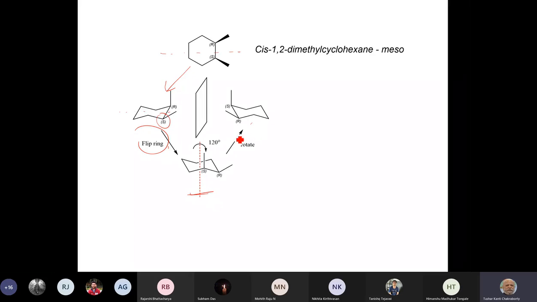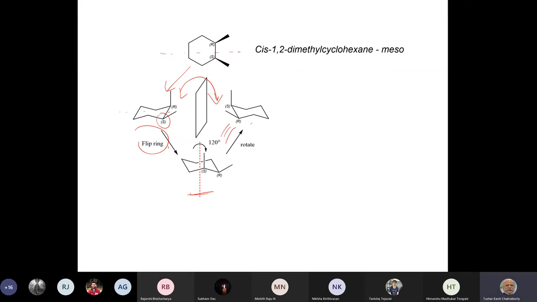Then this one is basically identical with the one on top, and if you put a plane, you can see that these two structures are mirror images. So by simple flipping of the ring, you get its mirror image at room temperature or slightly higher temperature. The rotation by one enantiomer gets compensated completely by the other one, so you don't see any specific rotation. At a low temperature, you may be able to see some specific rotation if it is a chiral molecule.